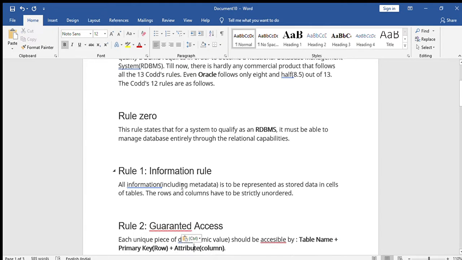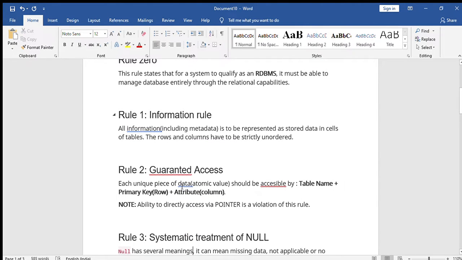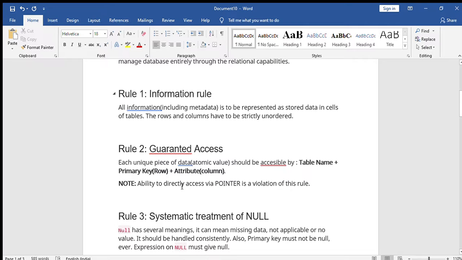Next one is guaranteed access. What is the meaning of guaranteed access? It means whether we can read the atomic values or not. So how do we access? Suppose we give permissions, how can we retrieve the information from multiple tables depending on the primary key and foreign key? That will be checked by using guaranteed access.